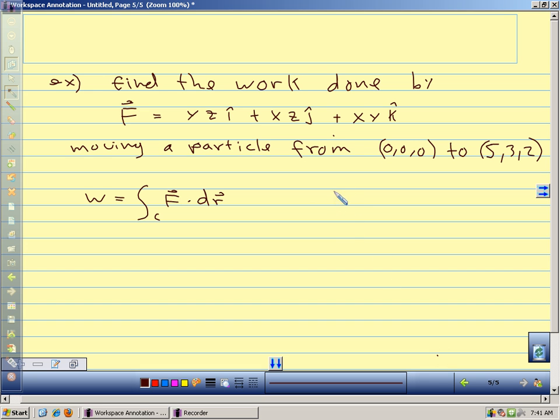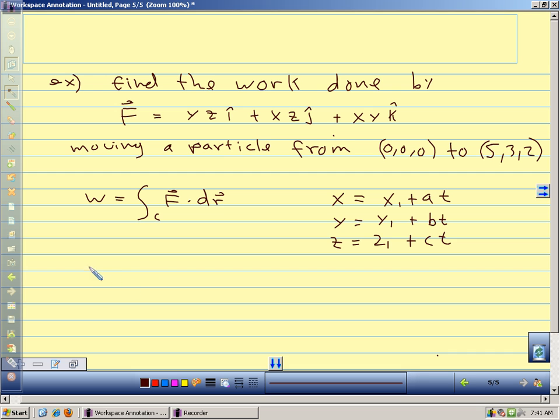That's the symmetric equations. So the parametric equations: x equals x1 plus at, y equals y1 plus bt, and z equals z1 plus ct, where a, b, and c are the components of the vector in the direction of the line. So this is nice because our x1, y1, z1 can be 0. And what are going to be our direction numbers here, a, b, and c? 5, 3, 2. So our vector is just the vector 5, 3, 2.